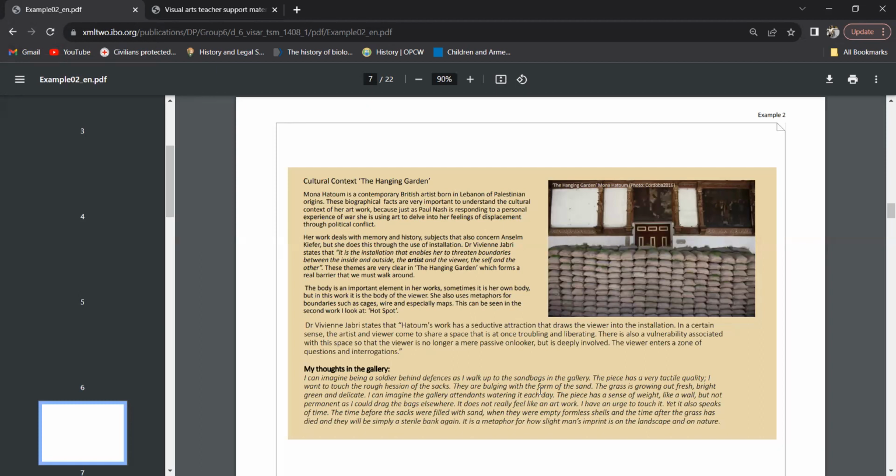The body is an important element in her work. Sometimes it is her own body, sometimes the body of the viewer. She uses metaphors for boundaries such as cages, wire, and especially maps. This is seen in the second work I looked at.